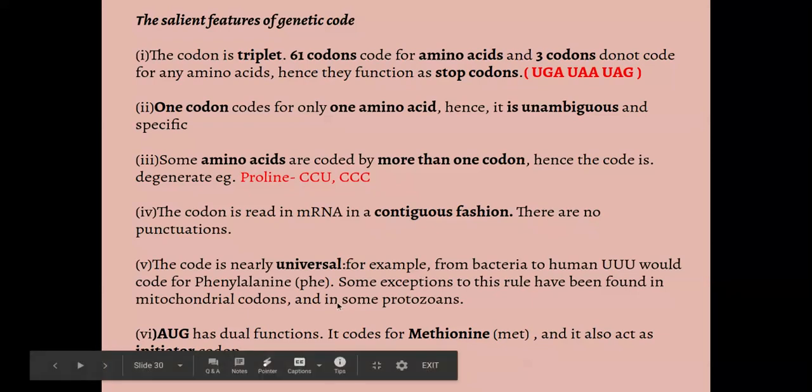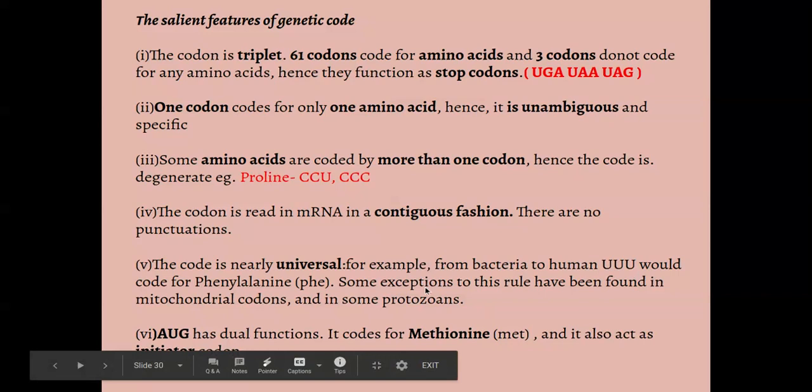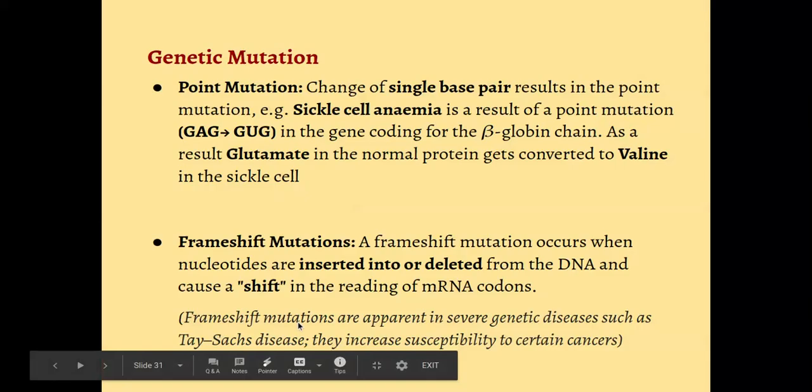The next point, fifth point, it is universal. So if you take a bacteria or a human being, if it is the codon UUU, it is coding for the same amino acid, that is phenylalanine. This is a general rule. Okay, so this is not like a sure shot rule because you can have some exceptions and you will find them in mitochondrial codons and in some protozoans, where the code may differ in case of the protozoan and the human, or the protozoan may be slightly different than other animals.